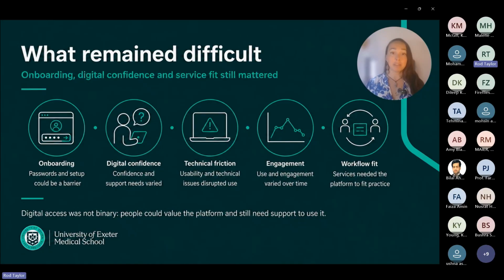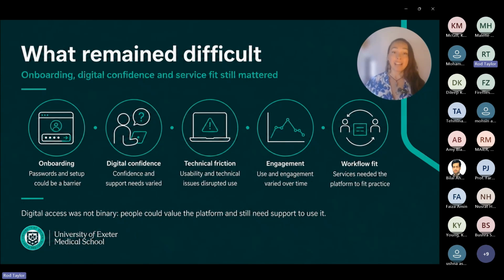From the service perspective, workflow fit is really important. If a digital tool does not fit with how staff document care, communicate with patients, and organize follow-up, it risks becoming an extra burden. So one of the main lessons was that digital access is not binary. It is not simply a question of whether or not someone has a device or internet connection. Digital access also includes whether people feel confident using a platform, whether design is accessible, whether support is available, whether family members can help if needed, whether data entry feels manageable and relevant, and whether the digital tool fits into everyday life.